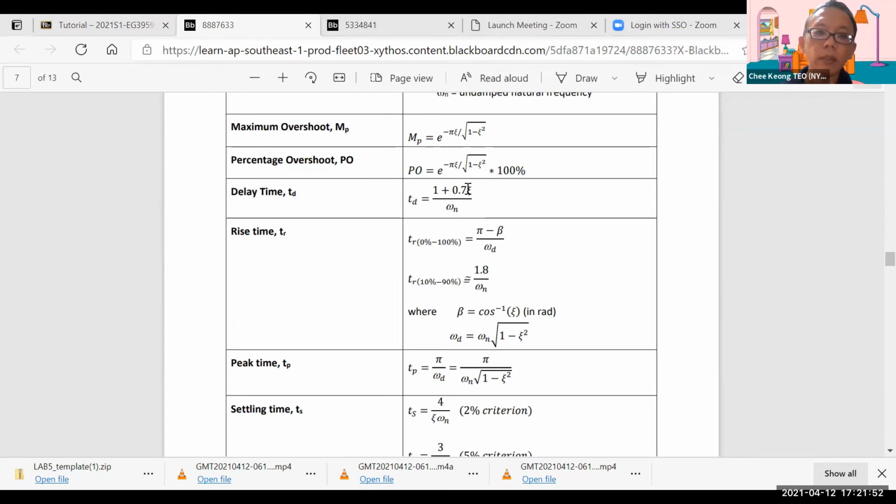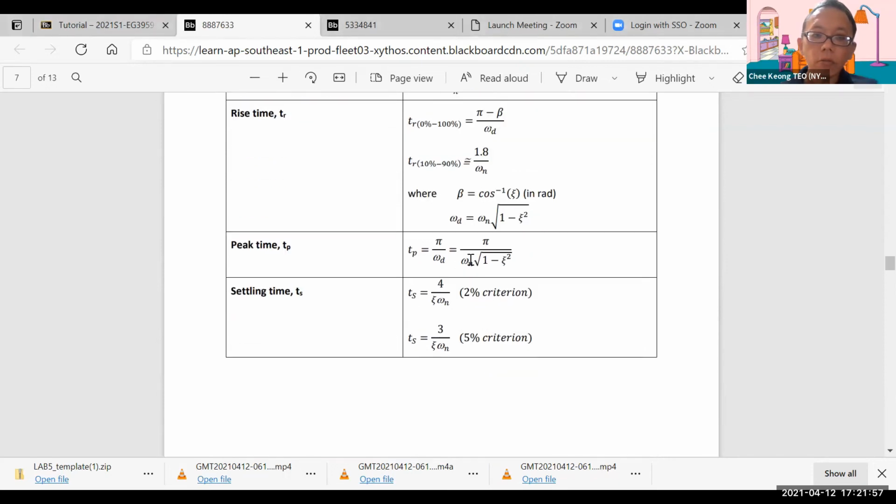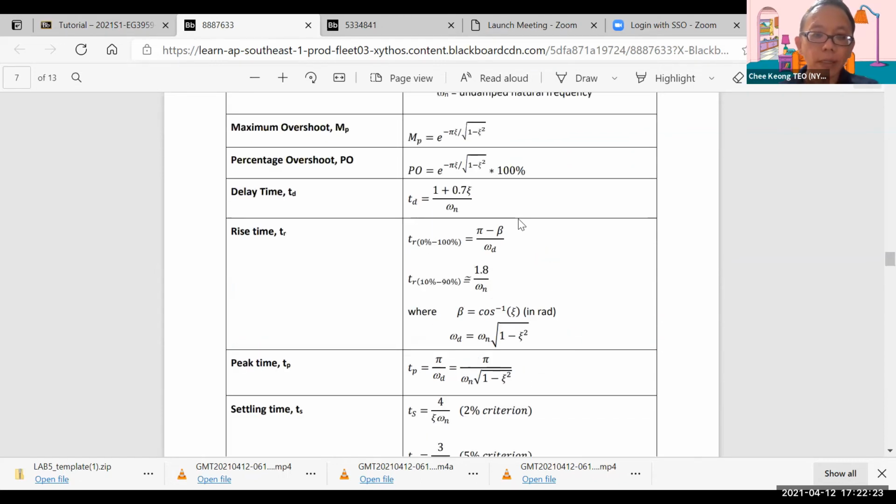Then the next one is your TP, the peak time. Again, you know your omega n, you know your zeta, you just plug in, you get your peak time. That is just mathematical substitution. And what is your settling time of 2%? There is a 2% criteria and a 5% criteria. If you use 2%, it will be 4 over zeta omega n. You just plug in your zeta and omega n, you can calculate your settling time. This is quite straightforward. I won't be doing the substitution for you, but I will just point out that that's how you go about doing it. So this is okay.